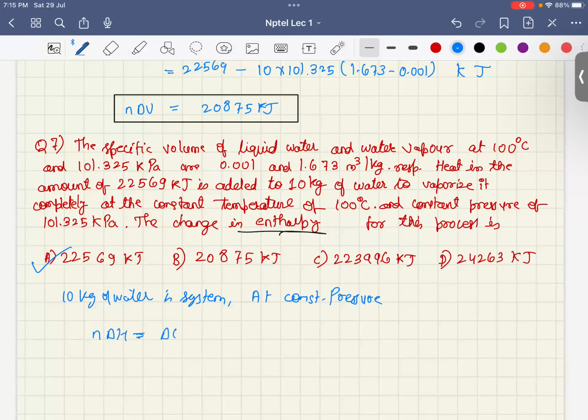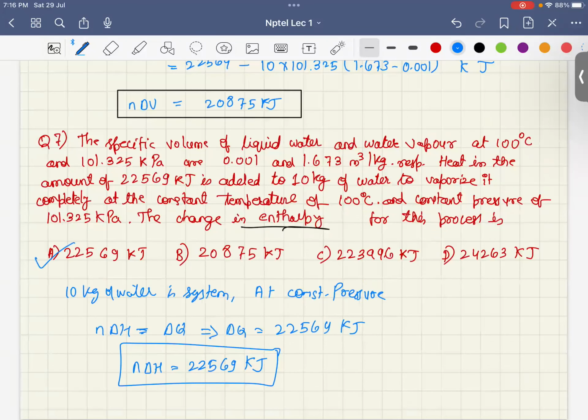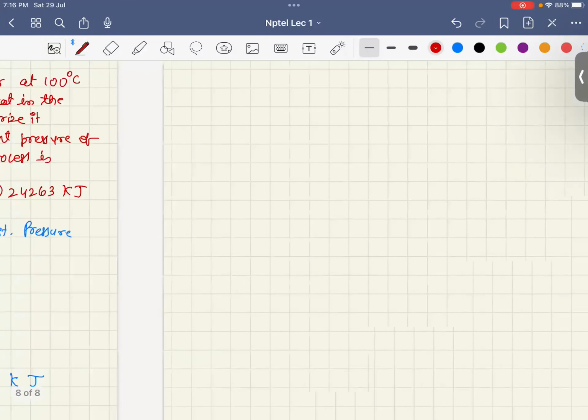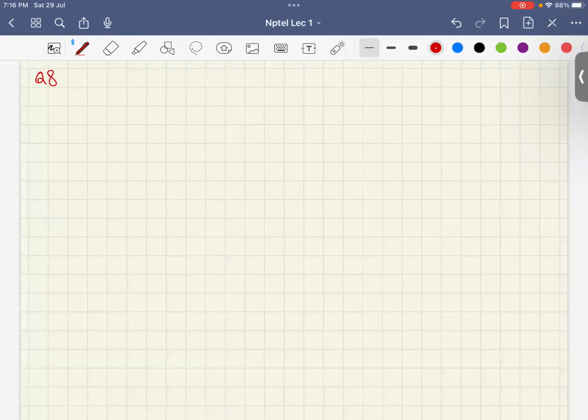This is nothing but delta Q. And we are already told that delta Q is 22569 kilojoule. Therefore, change in enthalpy is also going to remain as 22569 kilojoule. I hope the question and solution is clear to everyone. If you have any doubt, you can ask me. Else, we'll move on to the next question.